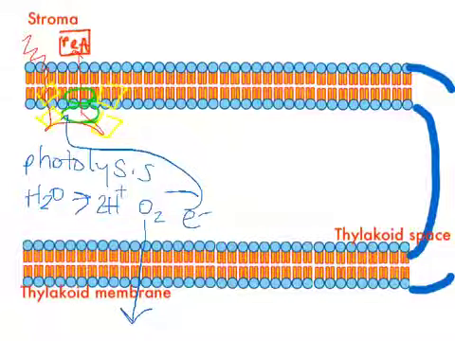Okay, so we left an electron hanging out up here on the PEA, the primary electron acceptor, and it needs to go somewhere. Well, the next place that it's going to go is down this staircase called an electron transfer chain. And this staircase is a series of enzymes that span the membrane.